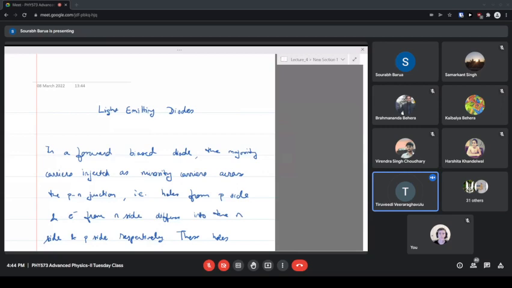Sir, can you draw like a picture? Yeah, what will I draw? The hole and electron thing? I mean, what he is explaining something.